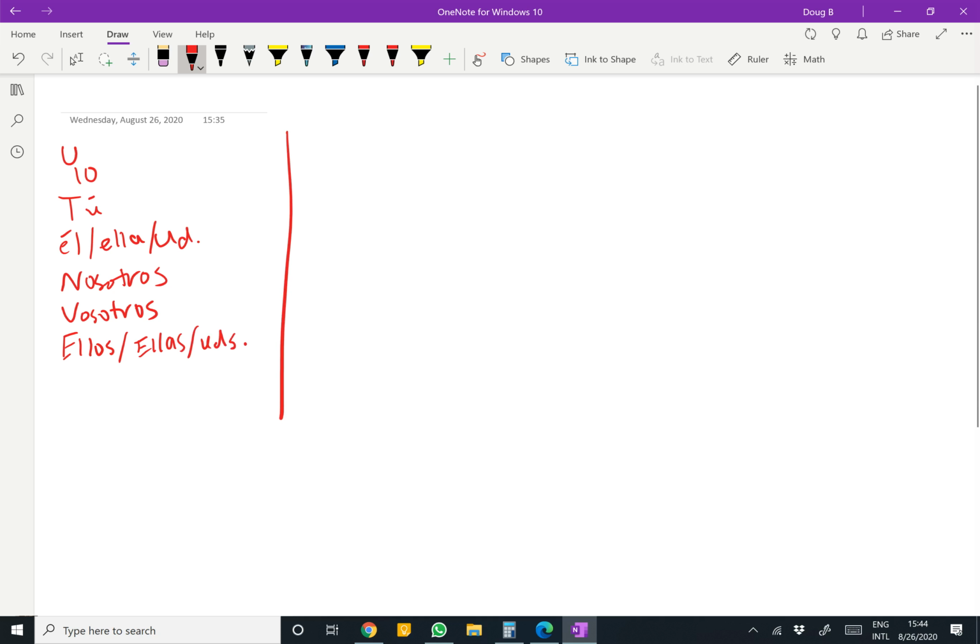So in Spanish, we have three types of verbs. We have verbs that end in AR, which are most verbs, and verbs that end in ER, and verbs that end in IR. So all verbs are going to end in that. Let's take an AR verb, for example, hablar. That's the simple one. We're going to take off the AR and add the following endings.